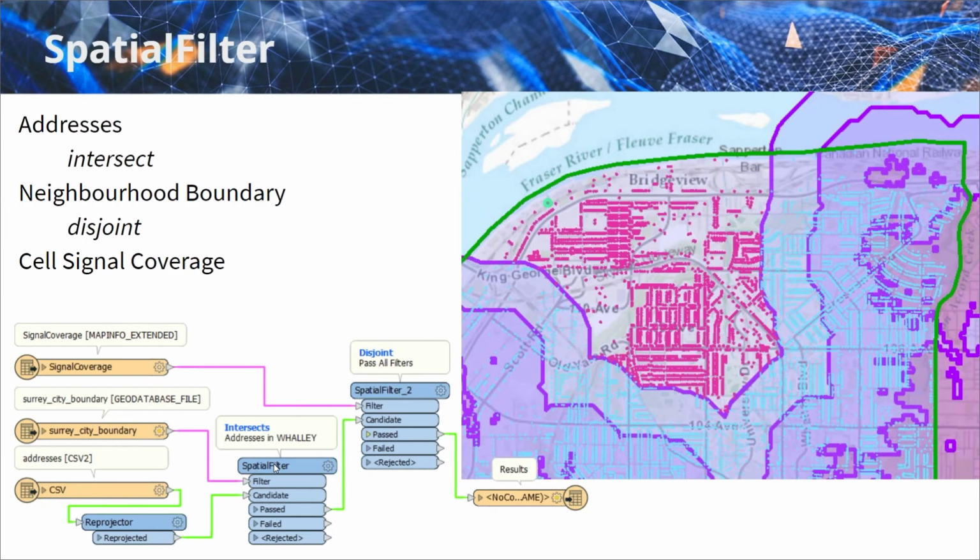And so we want to find the customers that are inside or intersect the spatial area of the neighborhood of Whalley. But then in the second spatial filter, what we're using is the disjoint predicate. So we're saying which of these addresses are not within the coverage area. And so that's just kind of an alternative use of the spatial filter and spatial relators. You can have a negated relationship rather than a join.